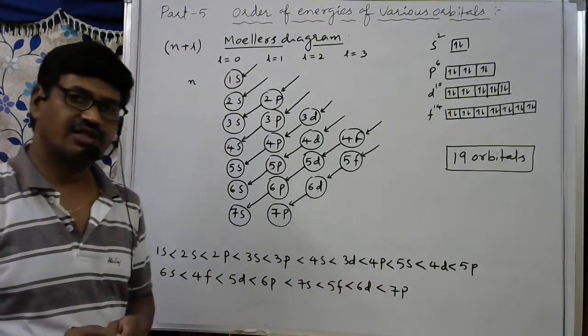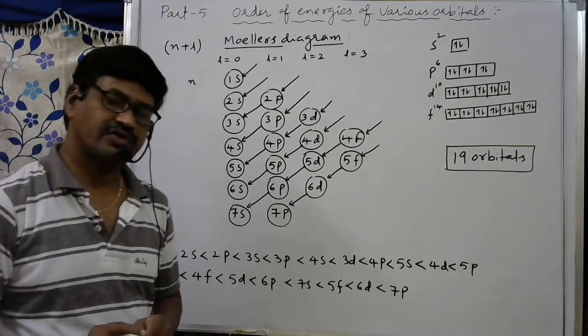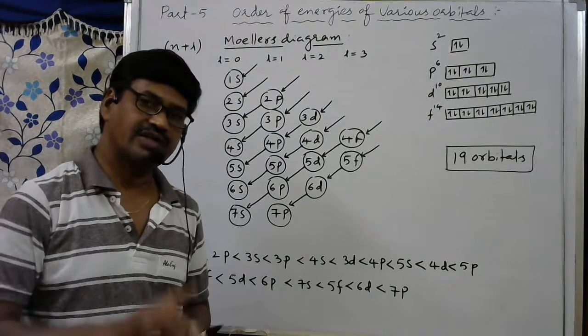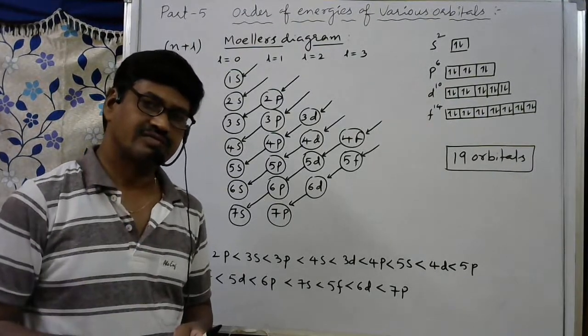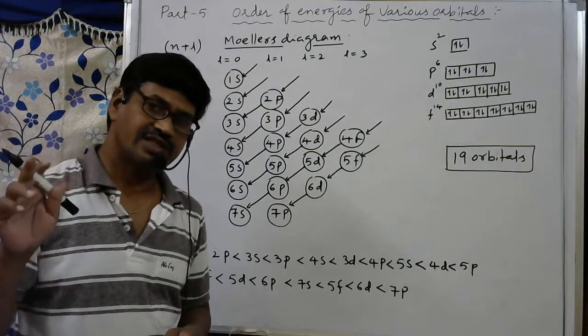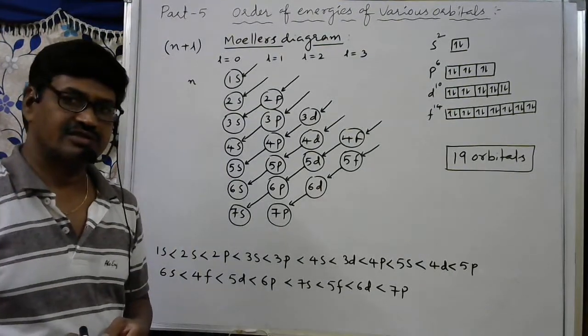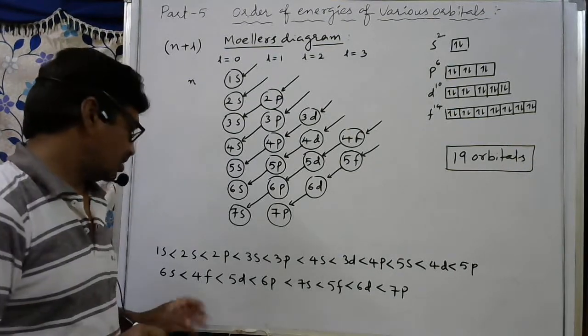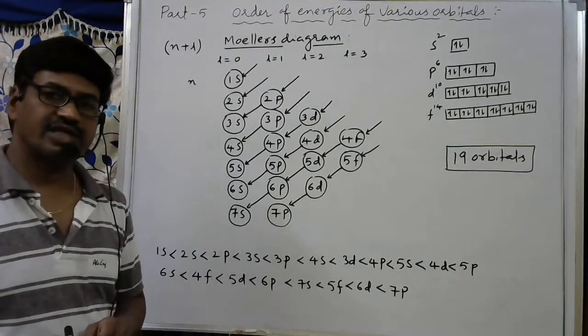19 orbitals are enough to write electron configuration for 118 elements, that is, 118 electrons. One element is nothing but one electron. Second element means it contains 2 electrons. 118th element means it contains 118 electrons. So to write electron configuration for 118 elements, this many orbitals are enough.